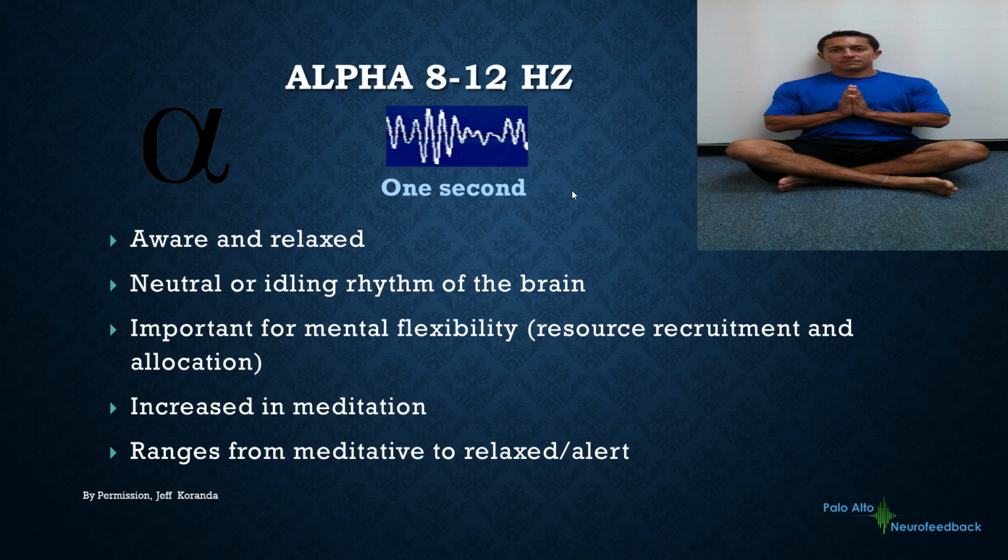Alpha is 8 to 12 hertz, which is 8 to 12 cycles per second. It's usually an aware and relaxed state. It's the neutral or idling rhythm of the brain. It's important for mental flexibility, so it's the state we go through between resource recruitment and allocation from one task to the next. It's increased in meditation, and it ranges from a meditative, more internally focused state to a relaxed, alert, kind of prepared, ready for the next task state.